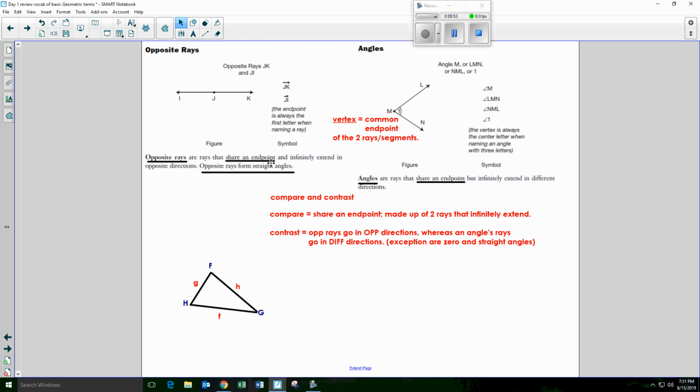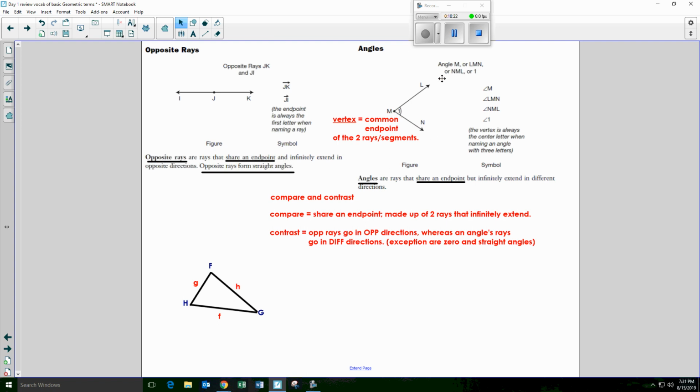Okay? We'll talk about angles next lesson. Okay, but a common answer also is opposite rays form a line. It just depends on the book. Over here now, these are not opposite rays, these are rays that go in different directions. So an angle's rays share an endpoint, M. Ray ML and ray MN share that common endpoint of M, but extend in different directions.